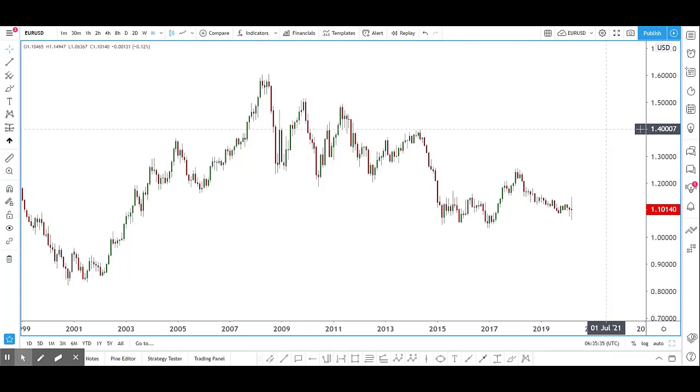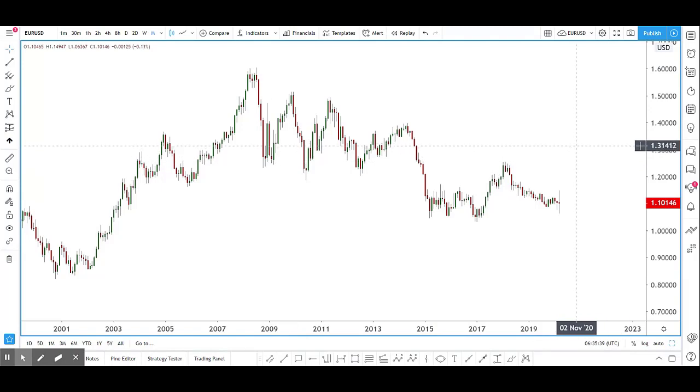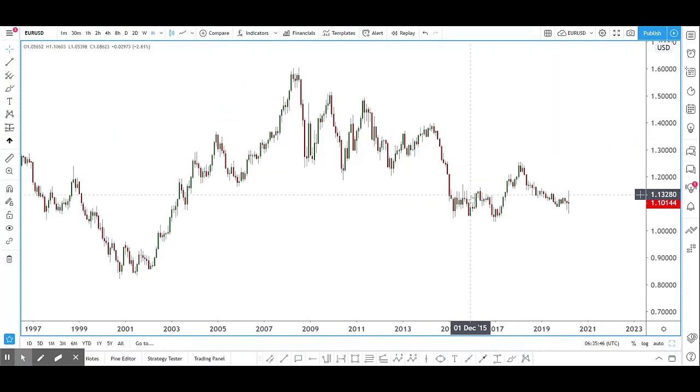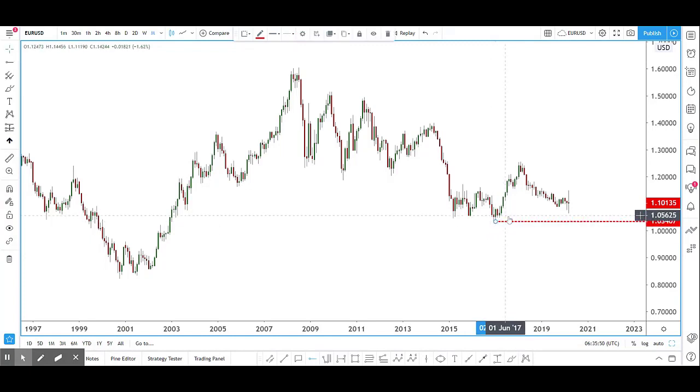Hi guys, for today's trade of the day, we'll be looking at the euro dollar. And as usual, we start off with the monthly chart. What we want to do on the monthly chart is to look for long-term support and long-term resistance. And graphically speaking, we can find a support level here.